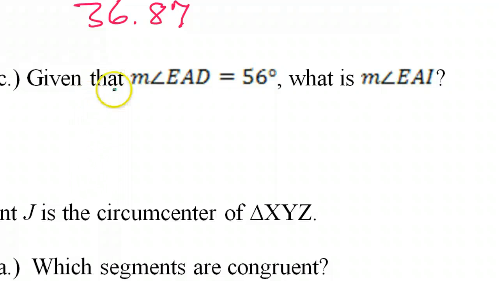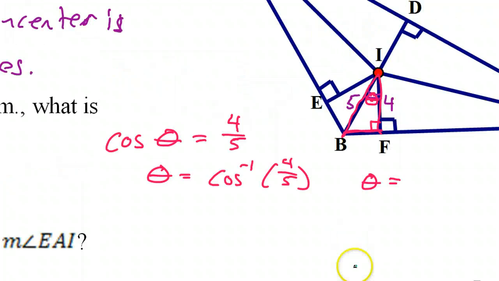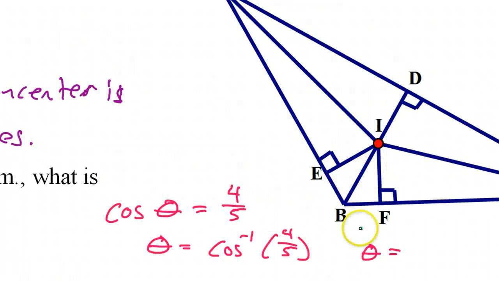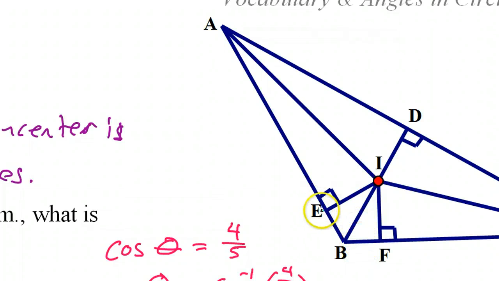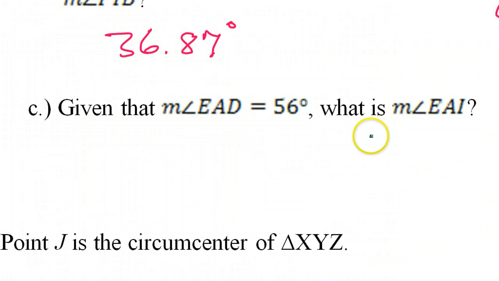Part C. Given that the measure of angle EAD is 56 degrees, let me get that down. EAD is that angle up there. All right, so this is 56 degrees, all the way across that angle. The double angle is 56 degrees. Now, what is the measure of angle EAI?